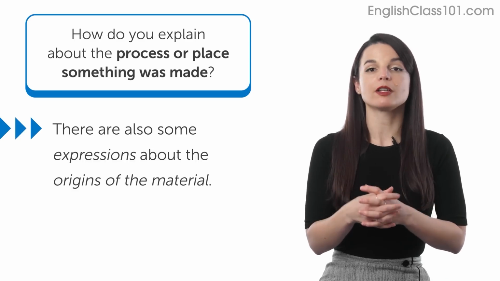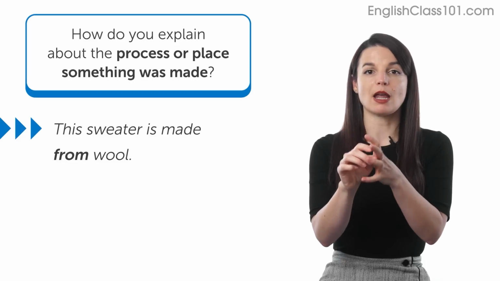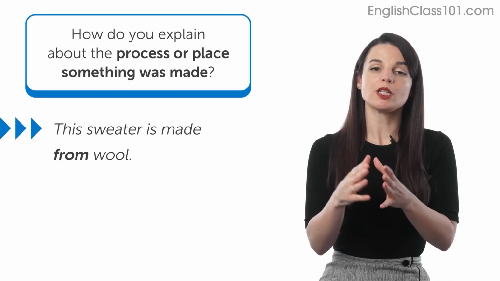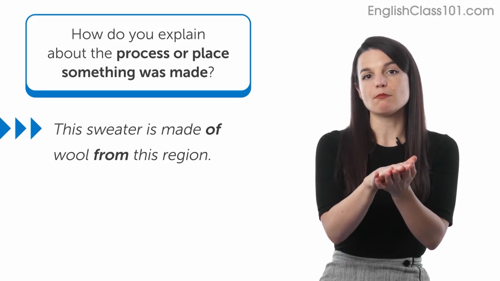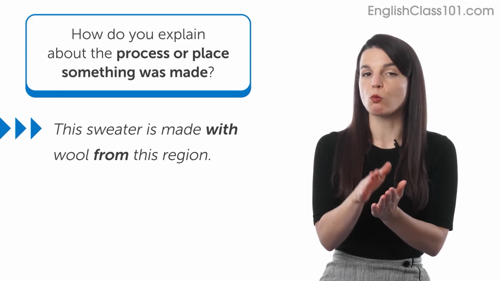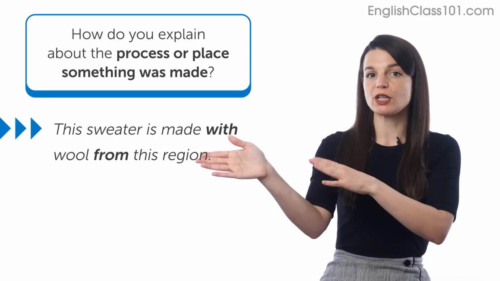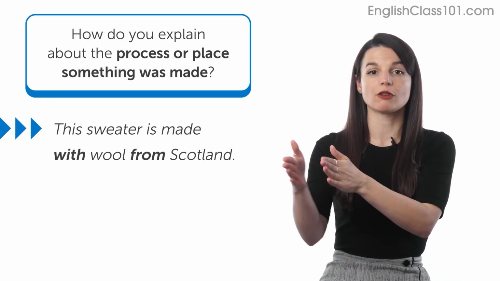We can use a couple of different patterns. So I talked about before using that this sweater is made of wool, right? When we do this, we can say, this sweater is made of wool from region. You might also hear people use with in this pattern. This sweater is made with wool from region. So this sweater is made with wool from Scotland.